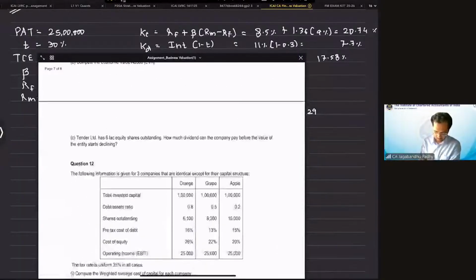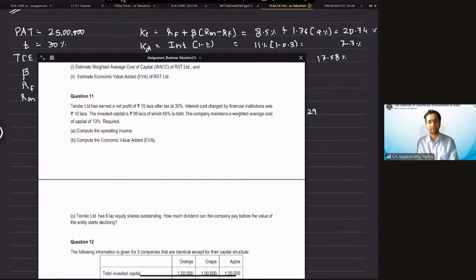Now, look at question number 11. Tender Limited has earned a net profit of 15 lakhs after tax of 30%. Interest cost charged by the financial institution was 10 lakhs. Invested capital is 95 lakhs, of which 55% is debt. The company maintains a weighted average cost of capital of 13%. What we require is the operating income and the economic value added.